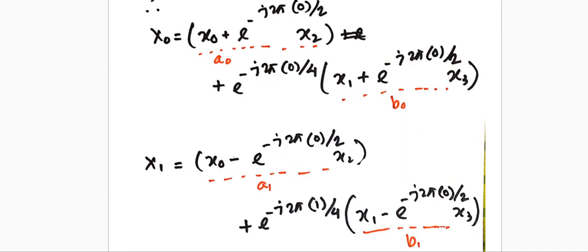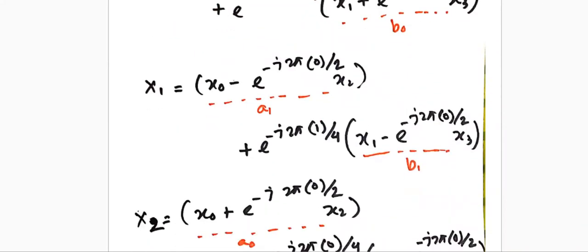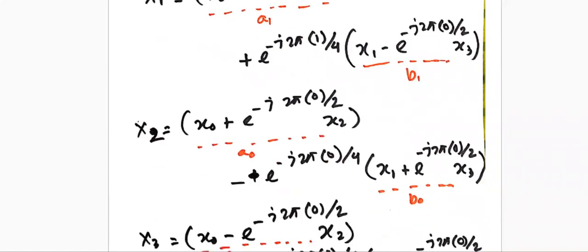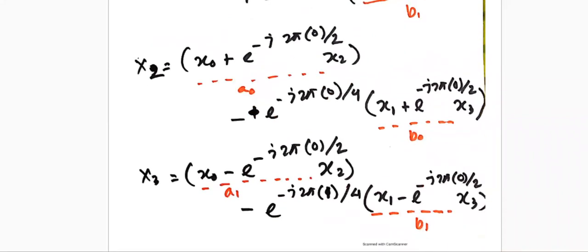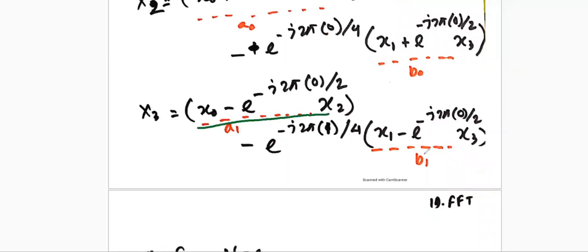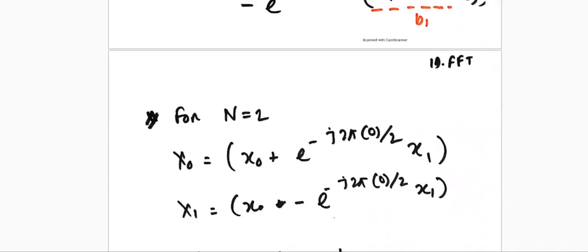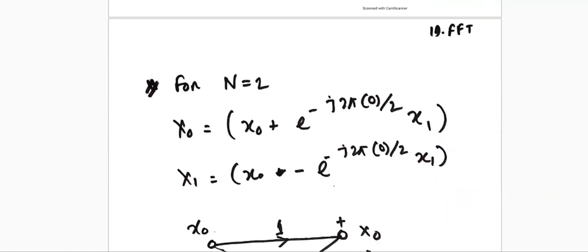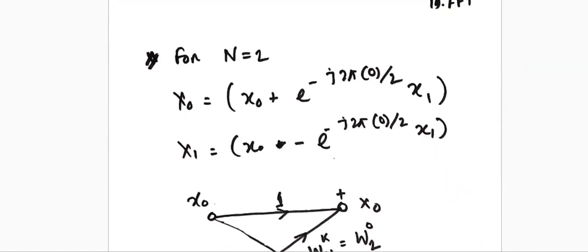Similarly, we have x1, this is a1, and this is b1. We have mentioned that. Okay, and x2 is equal to, previously we have already mentioned a0, so this is a0, and this is b0. Only this multiplying factor is different for x2. Similarly, we already defined a1 and b1, only this multiplying factor is different. Okay. Now only for N equals 2, we can write these equations like this.